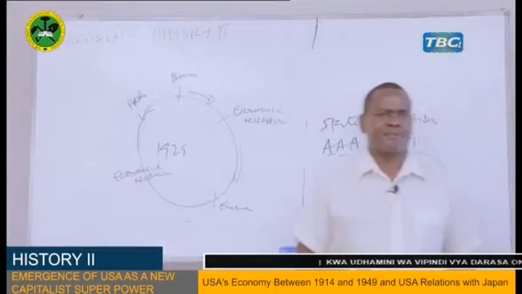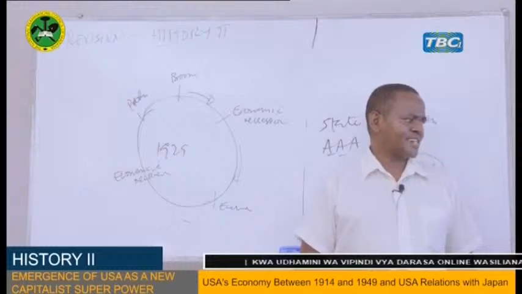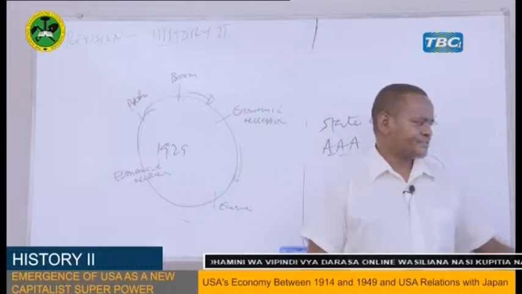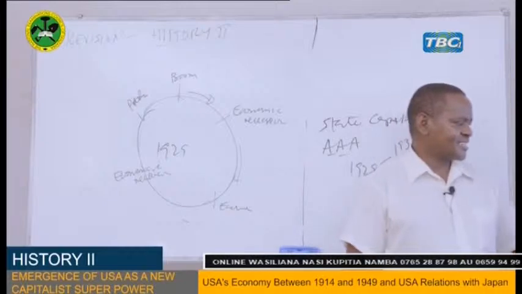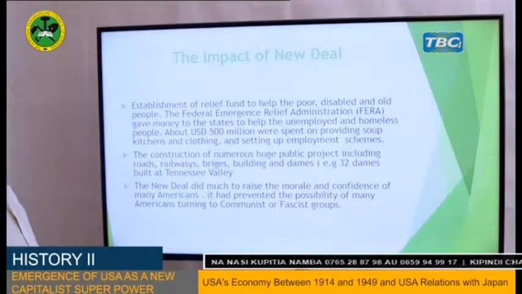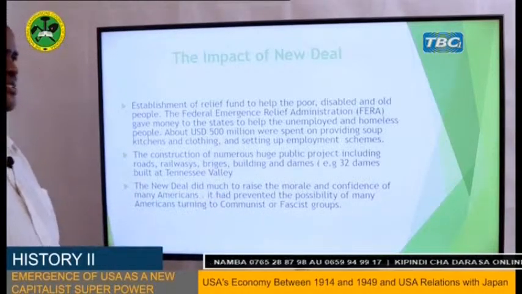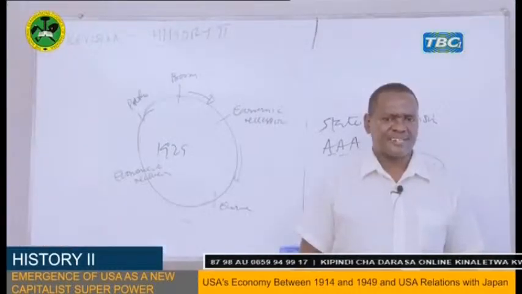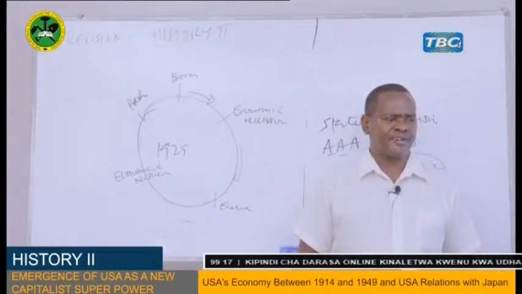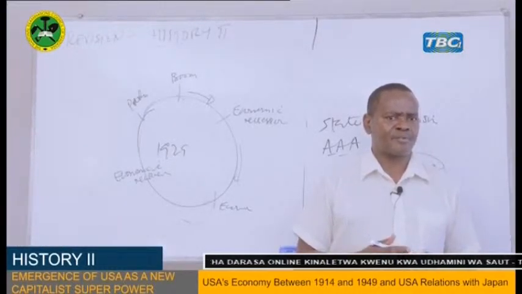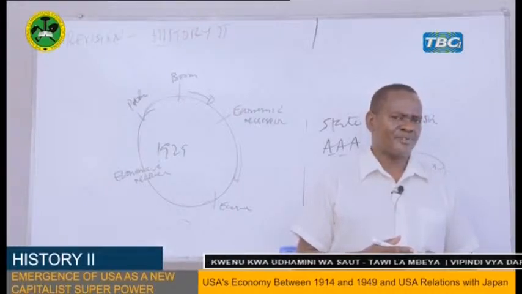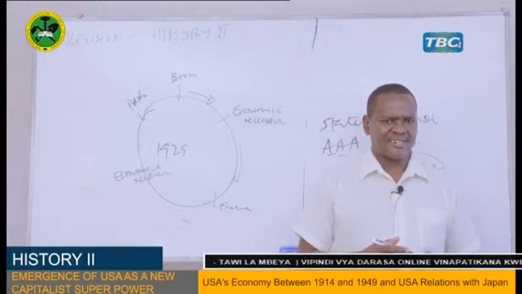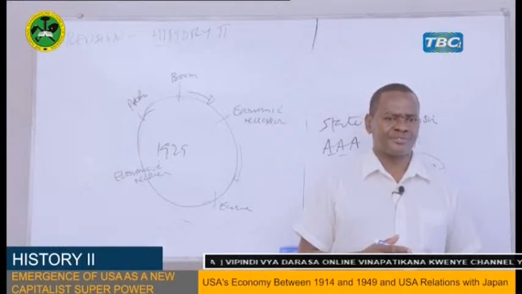For instance, we are speaking about 32 dams which were built by the Tennessee Valley Authority. So you can see this is another very important impact of the New Deal. And another impact of the New Deal is that it did much to raise the morale and the confidence of the American people. In fact, it raised the morale and the confidence of the American people to fight off any problem when it comes. Because many people thought that the United States was going to collapse because of that economic depression, especially looking at the way she was affected.